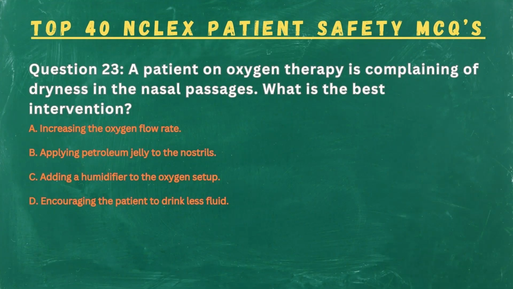Question 23. A patient on oxygen therapy is complaining of dryness in the nasal passages. What is the best intervention? A. Increasing the oxygen flow rate. B. Applying petroleum jelly to the nostrils. C. Adding a humidifier to the oxygen setup. D. Encouraging the patient to drink less fluid. Answer: C. Adding a humidifier to the oxygen setup.